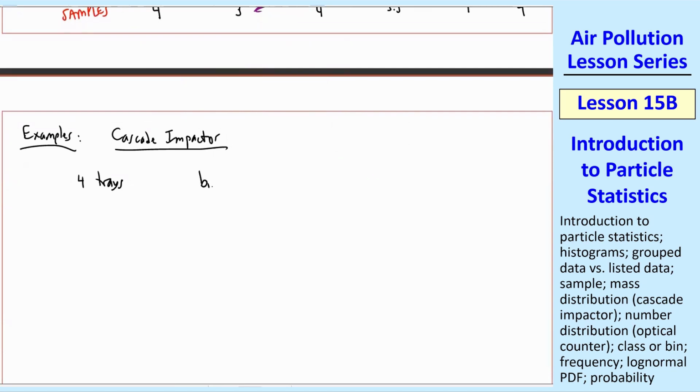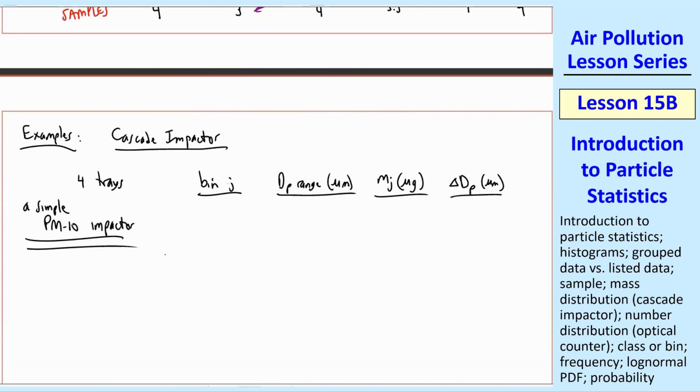So we might have a table like this. Bin j, the dp range in microns, and then the mass in micrograms. This would be a simple PM10 impactor. Here's what the data might look like. We have only 4 bins or 4 trays. The range for the first one is less than 1. The second one is 1 to 2.5, 2.5 to 6, and 6 to 10. And then after we weigh each tray and subtract off the tare, we have the following masses in each bin.